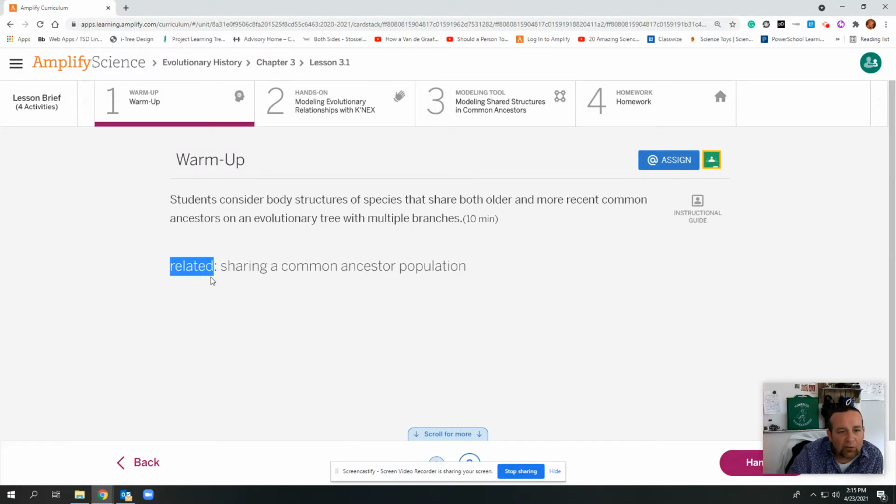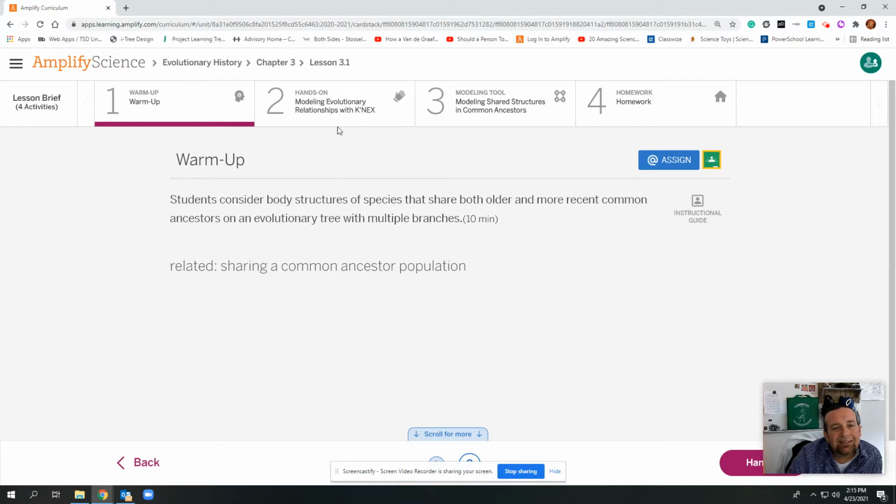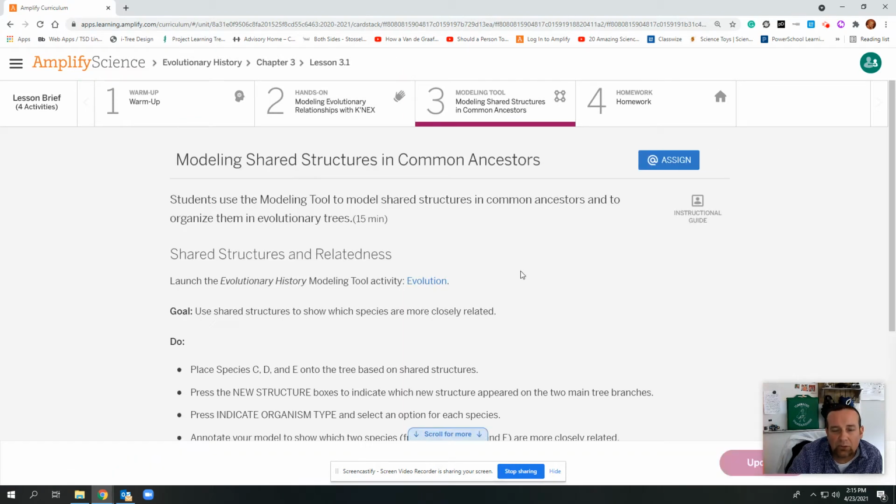Let's go over this vocab term real quick. Related. I'm not talking about your brothers, sisters, cousins, any of that. Related in evolutionary terms means that there's a sharing of a common ancestor population. And according to the theory of evolution, we're all related then, right? So like I said, part 2, we're going to have to skip that one. And we're going to go straight to our modeling tool.